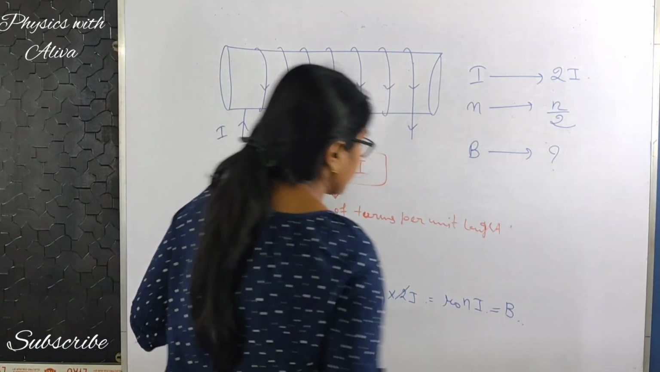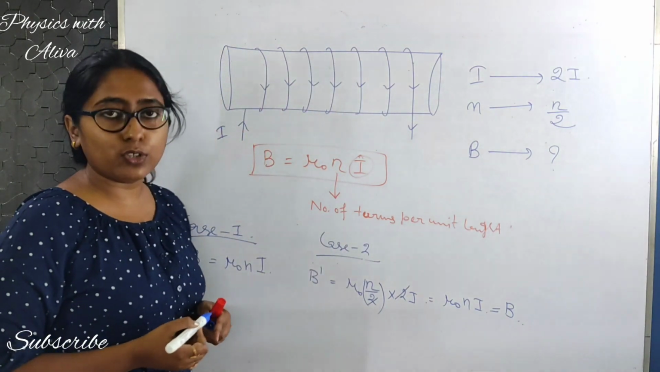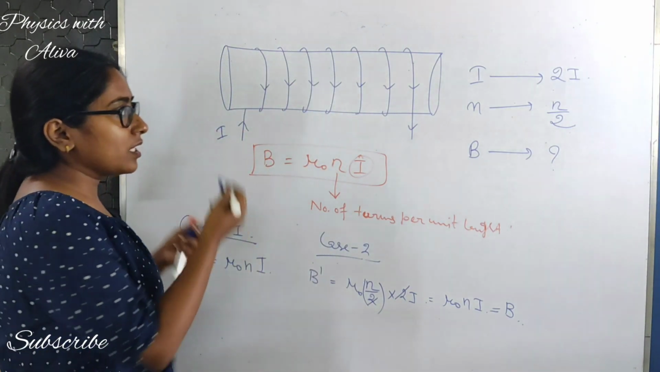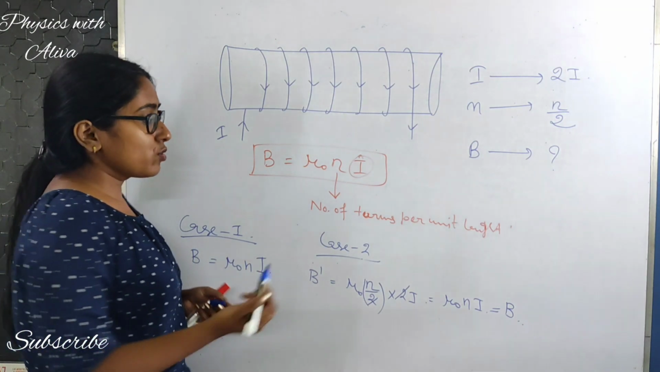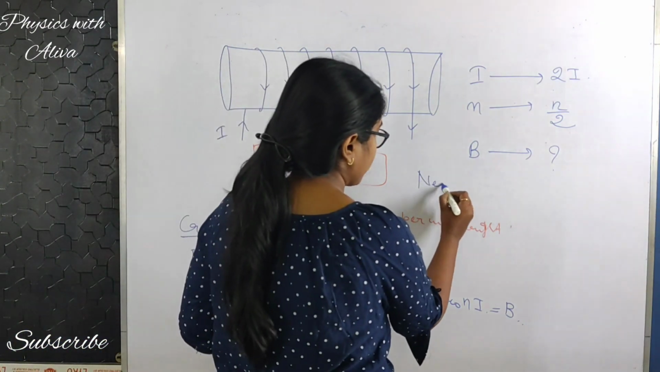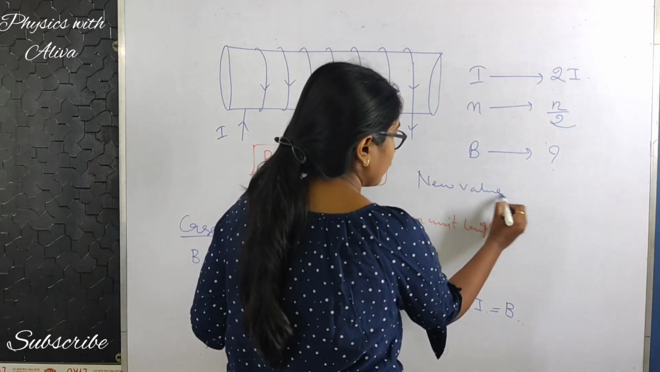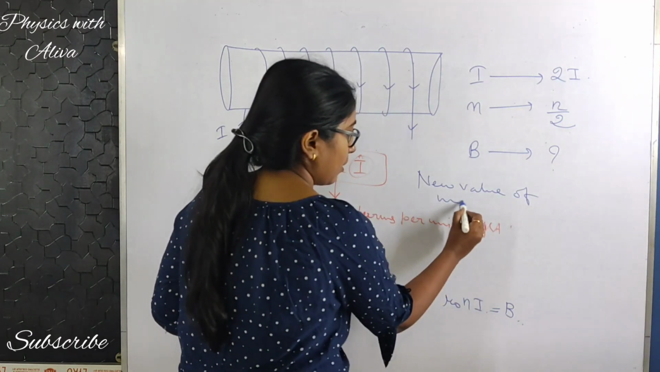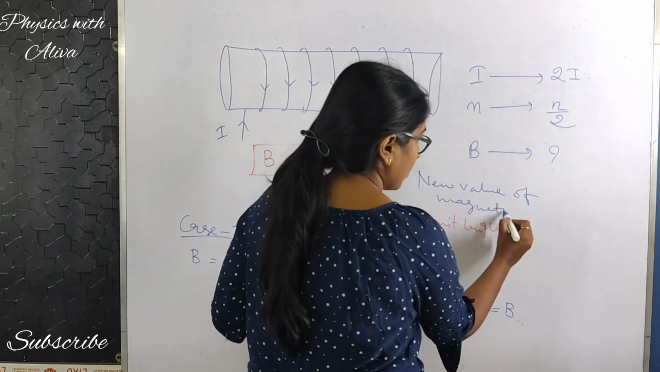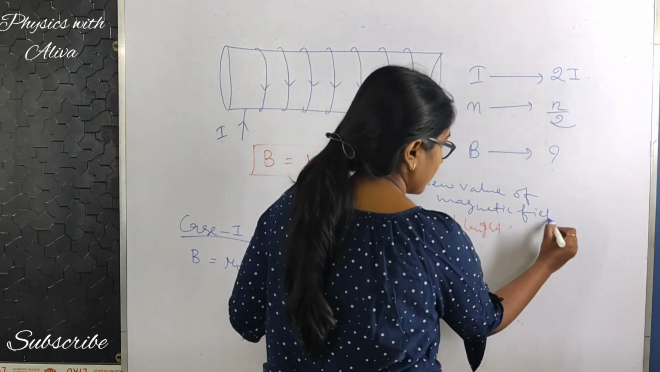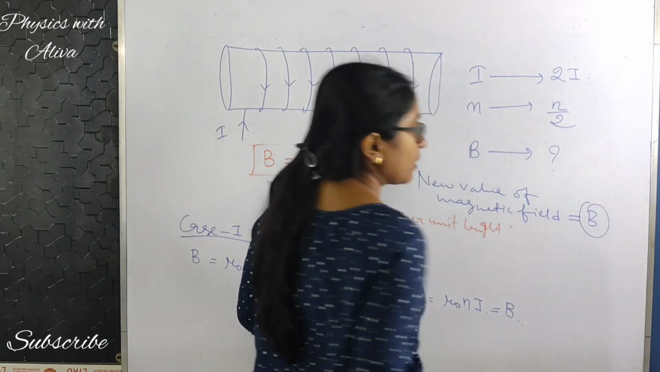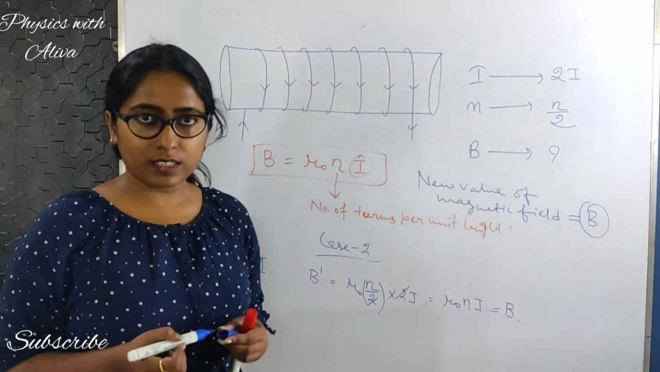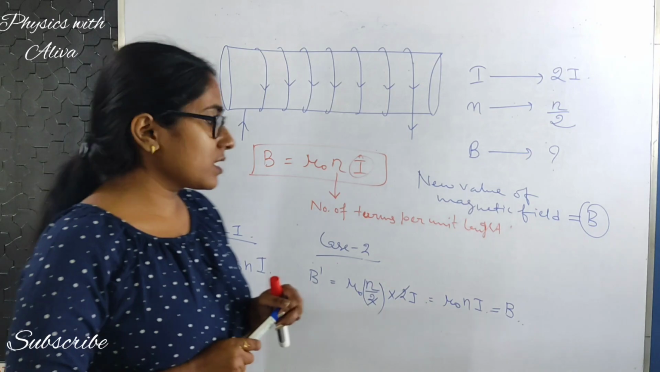So in the question it was asked what is the new value of the magnetic field when the current is doubled and the number of turns per unit length is half. So the new value of the magnetic field is equal to B. So this will be our correct answer. Okay, I hope this is clear to you.